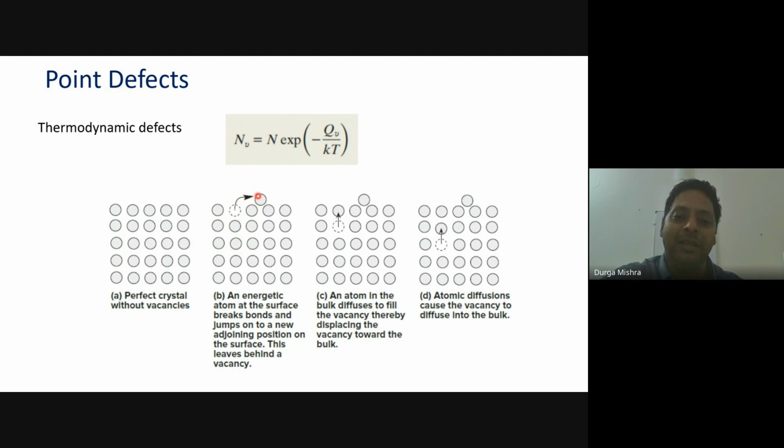Once you do that, for example, this atom has moved or displaced to this position, and you have created a vacancy. Now this position can be occupied by a neighboring atom, so this atom will jump here, and the vacancy will move into the crystal. This is how this point defect or vacancy will propagate, or diffuse, into the bulk of the material. So this is a nice schematic representation of how a vacancy is created.